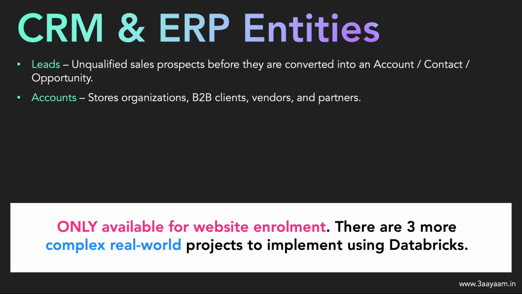Then you have the accounts table, which is used to store the businesses, the organizations, or the customers which have been converted. Let's say one or more customers have bought your product. Those customers would be converted into accounts. From leads, those will be converted into accounts. And the entity, as in table, will store the organizations, the B2B clients or B2B customers, or B2C customers, vendors, partners, etc. So all of these would be accounts.